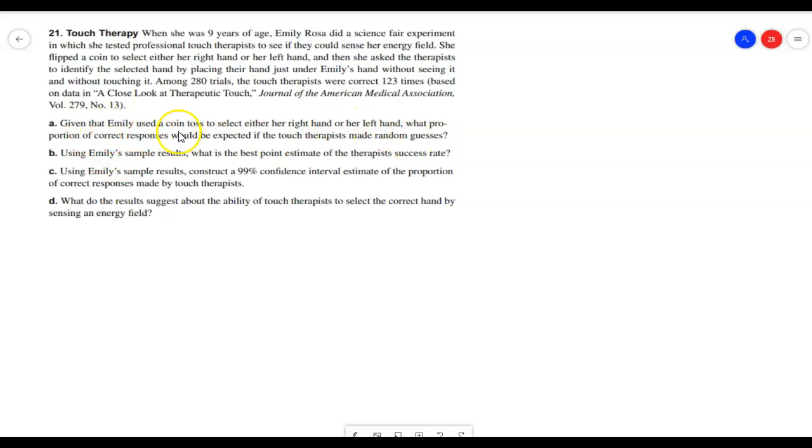So given that Emily used a coin toss to select either her right hand or her left hand, what proportion of correct responses would be expected if the touch therapist made random guesses? That would just be the probability of guessing randomly on a coin flip, so 1 out of 2, which is equal to 0.5. So A is 0.5.